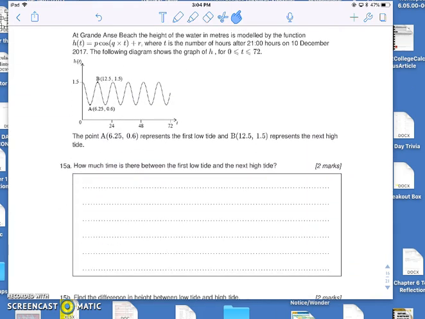So this next one, number 15, at Grand Basin, the height of water is measured in meters. Okay, so we have a cosine equation, it looks like. So let's see what it's asking us to do. How much time is there between the first low tide and the next high tide? So here's our low tide, the next high tide. Time is x, so it would just be 6.25 hours.